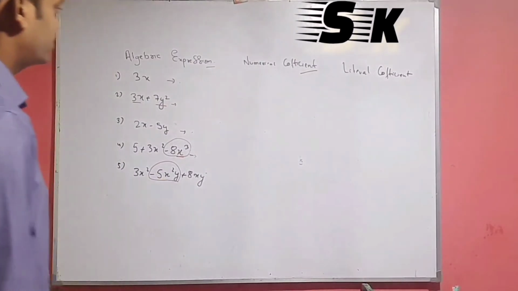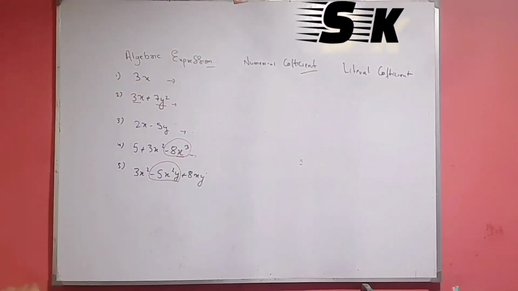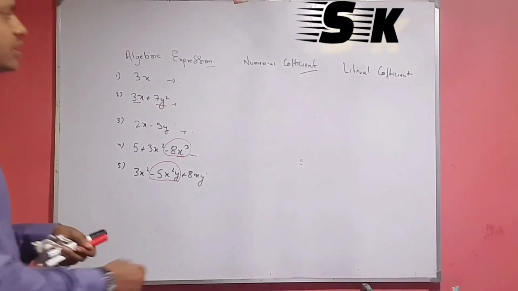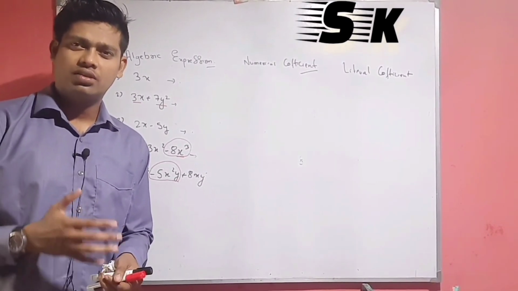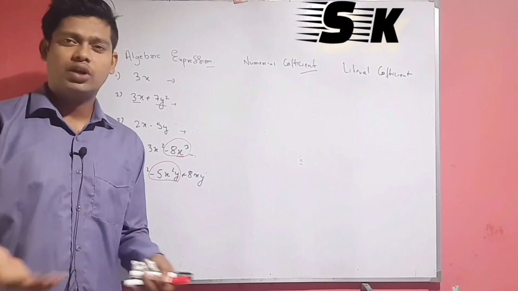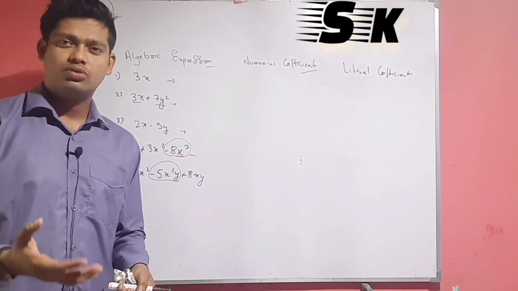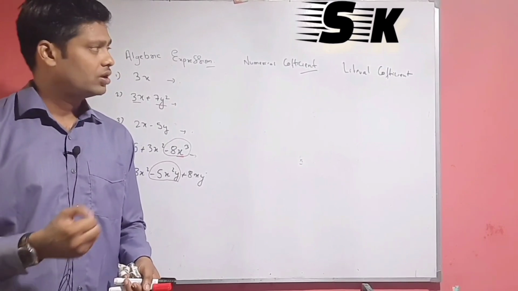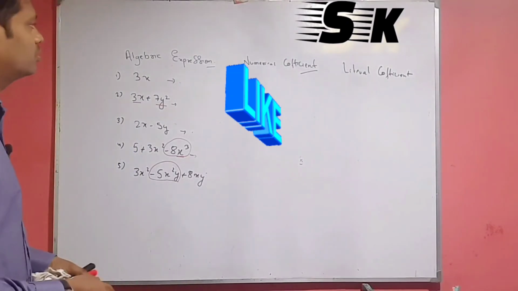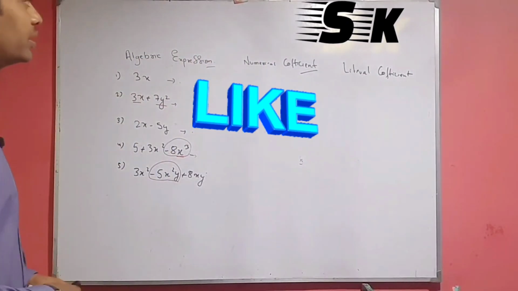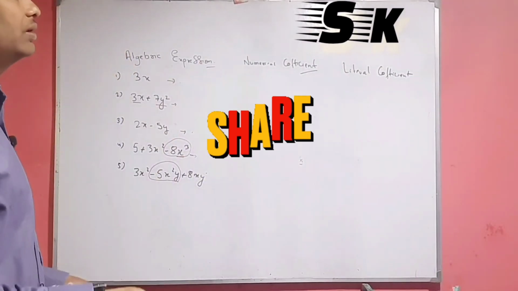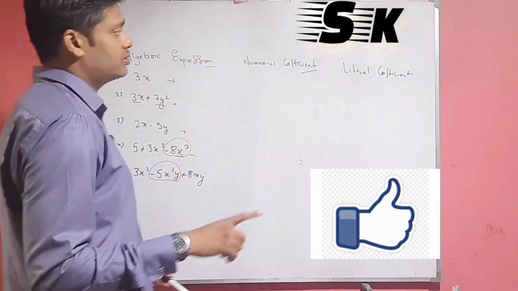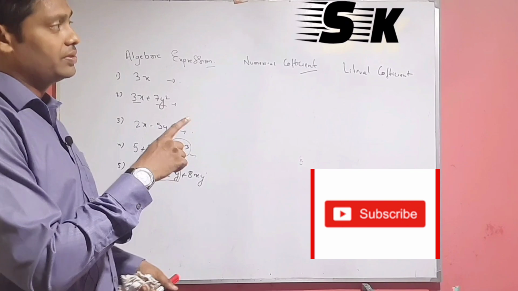Next, again the same thing is there. You have to find out the numerical coefficient and the literal coefficient. These are very important. If you have not understood this, there is nothing we can do. These are the basics. So grab the basics, then we can easily do the sums. Numerical means the value, the constant value. Literal means the variables. Understand this.